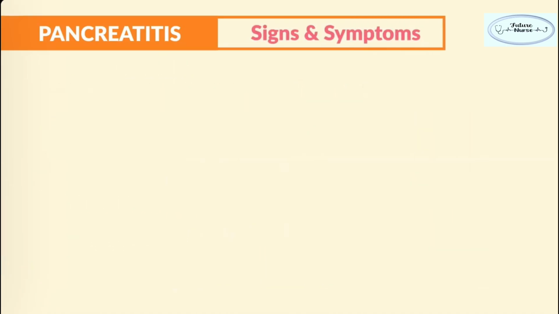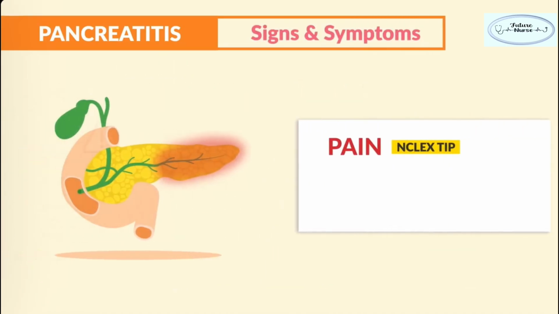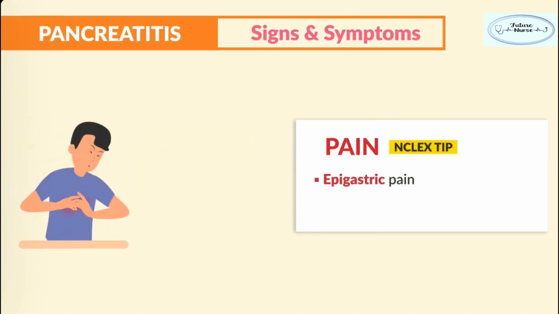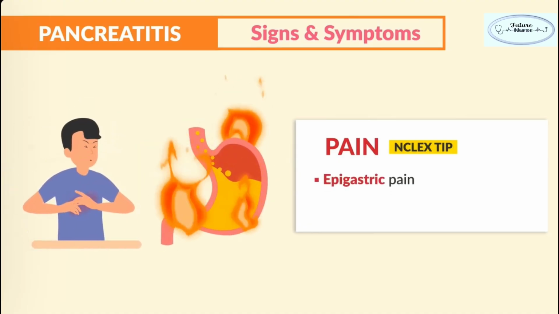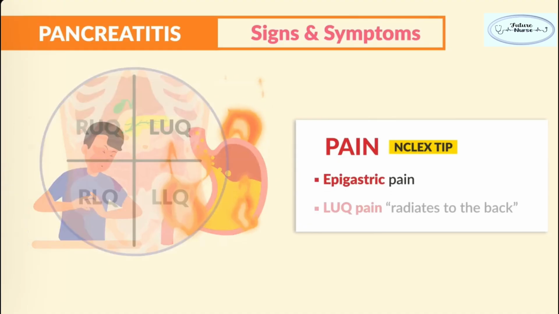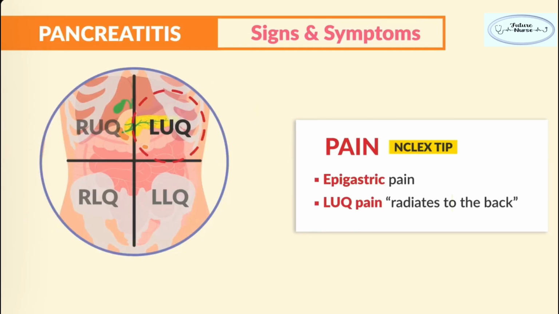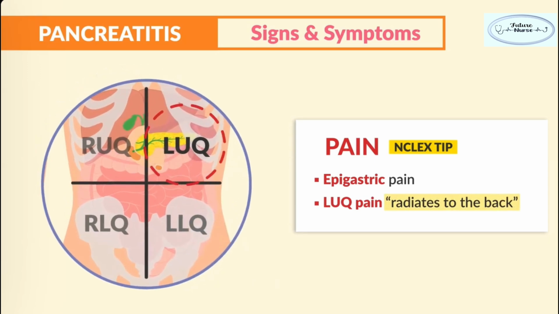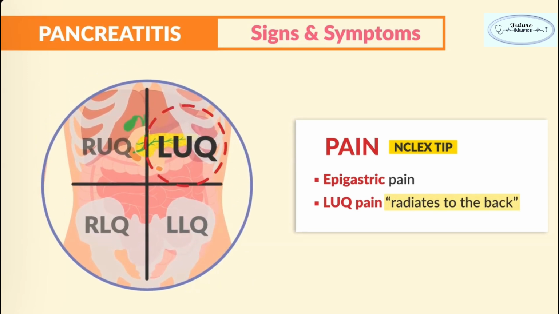Now, in terms of the signs and symptoms, pain is a huge NCLEX tip, so write this down. Epigastric pain, like heartburn, in the left upper quadrant. So, left upper quadrant pain that radiates to the back. Huge key terms right there. Write those down. The majority of the pancreas is in the upper left quadrant here.